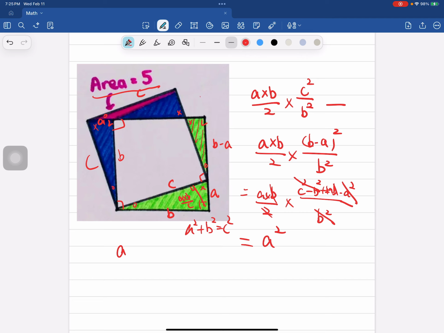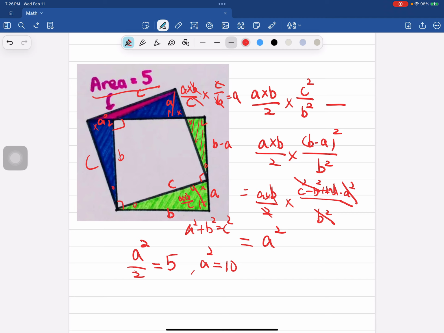And because they're similar with each other, their heights should be similar too. And so this one right here should be A times B over C and times C over B. Okay, and we can just cancel all these, which equals A. So now we know A squared divided by 2 equals 5. And so A squared equals 10.